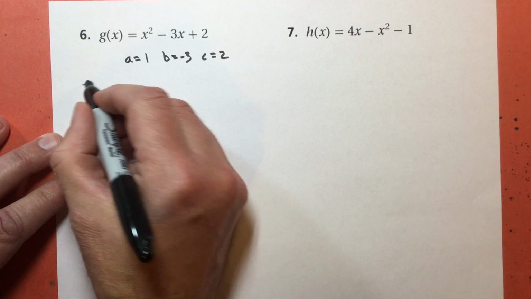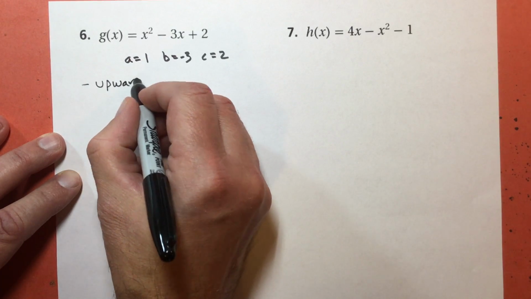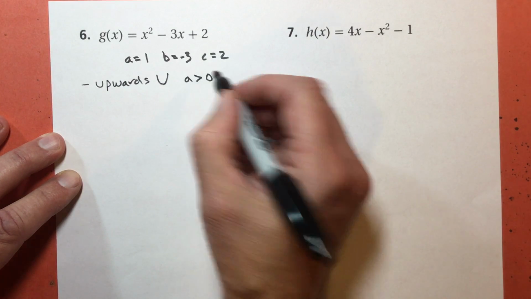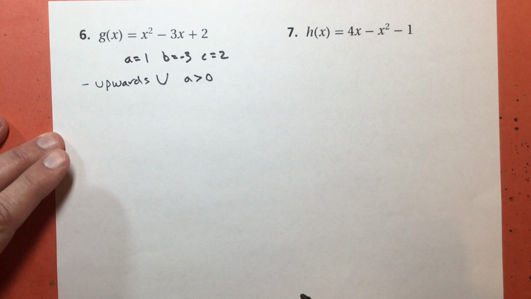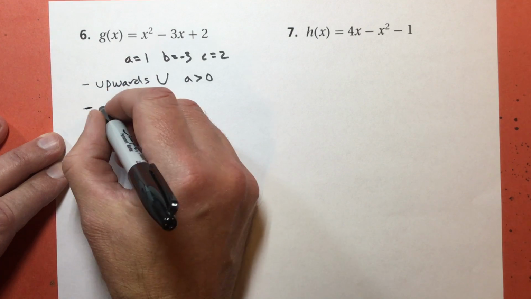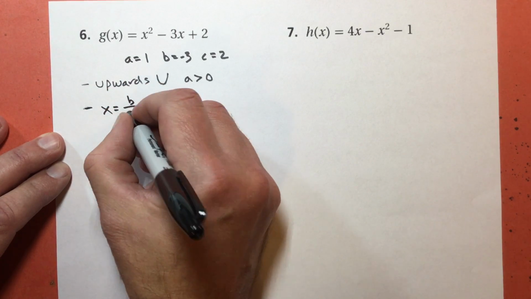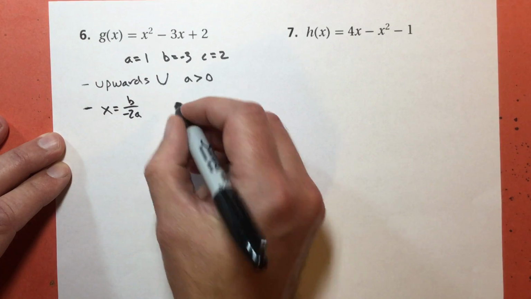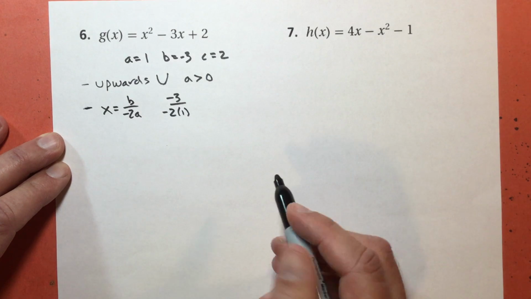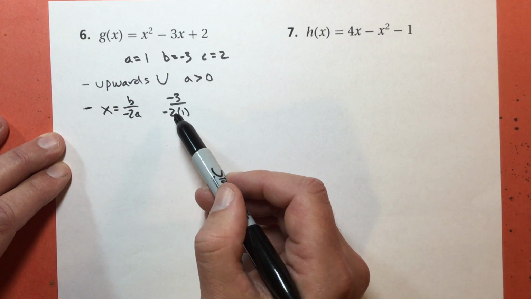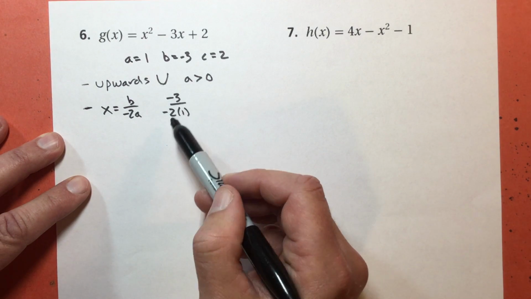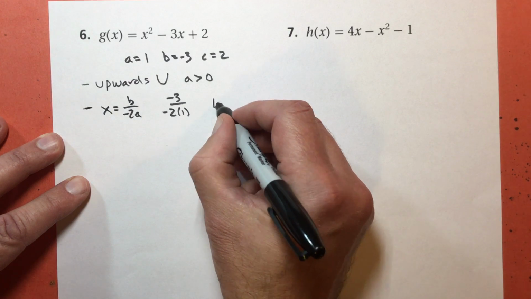First, it opens upwards like a smiley face because a is positive. And again, you can say because a equals 1, or you can just write a is positive. Next, the axis of symmetry. X equals b over -2a. b is -3. a is 1, so -2 times 1. Negative divided by negative is a positive, and 2 times 1 is 2. Sorry, I did it, but I didn't say it. -3 divided by -2 equals +1.5.